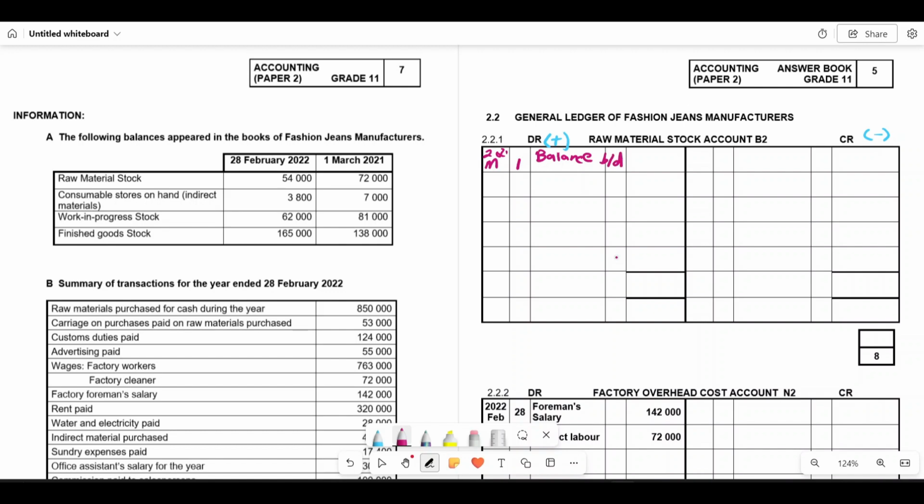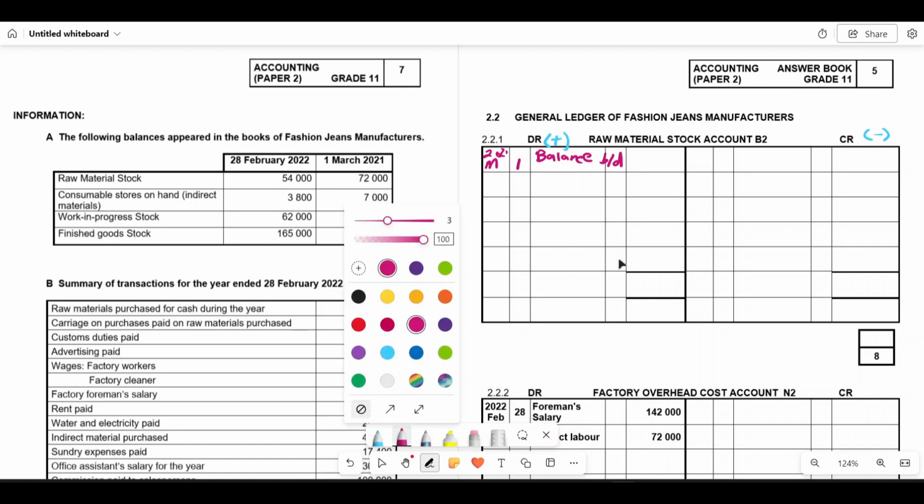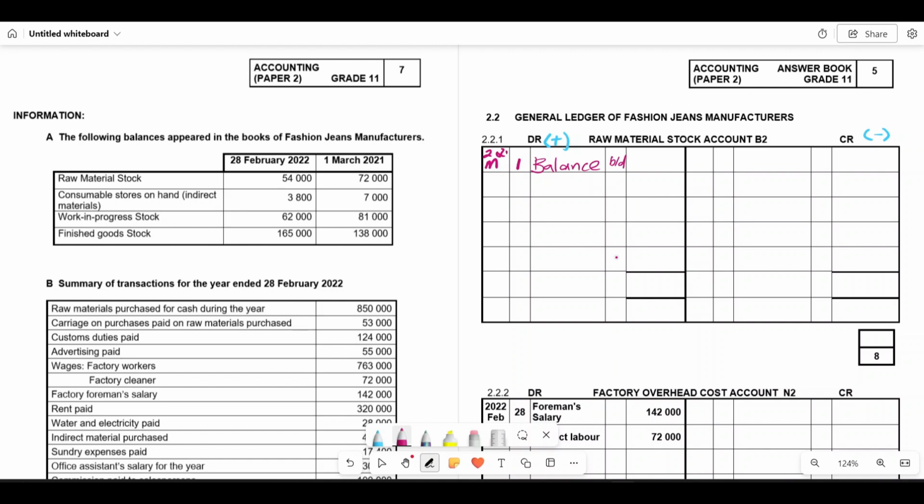All right, now this would be my opening balance. Now, my raw materials account, my opening balance, right, is gonna be the 72,000. Right, this would be my opening balance. Now, I'm also given my closing balance, right?